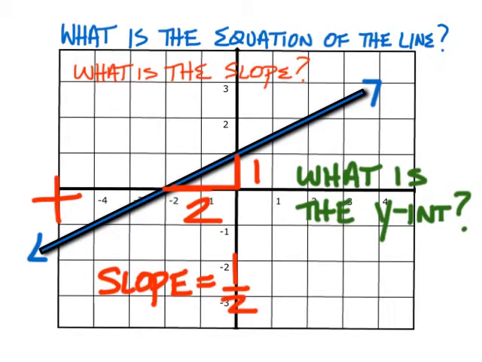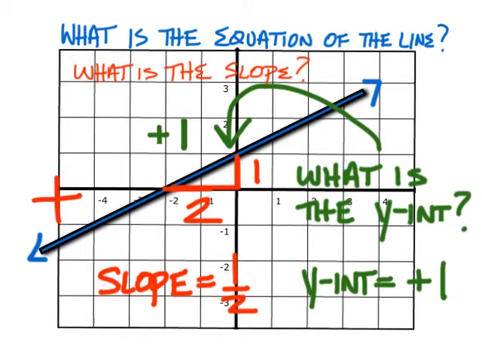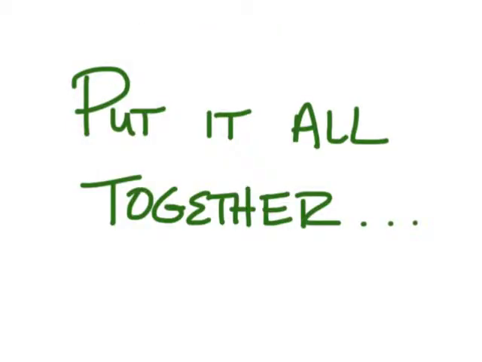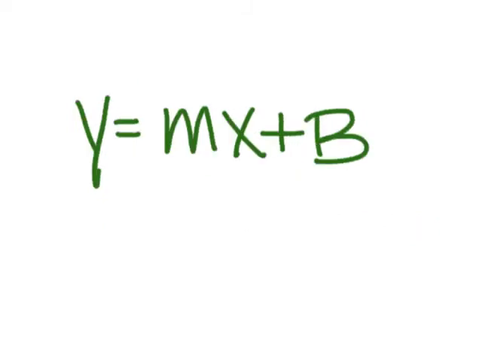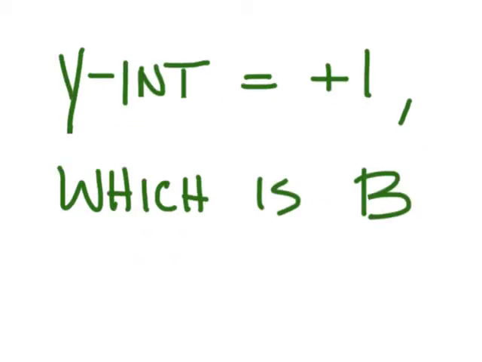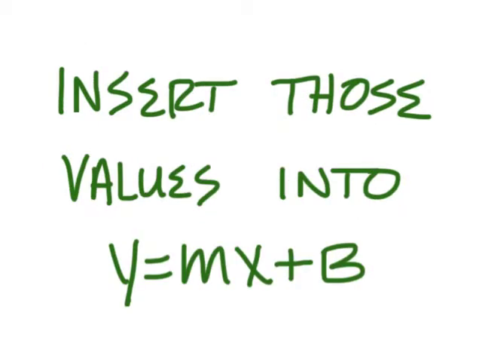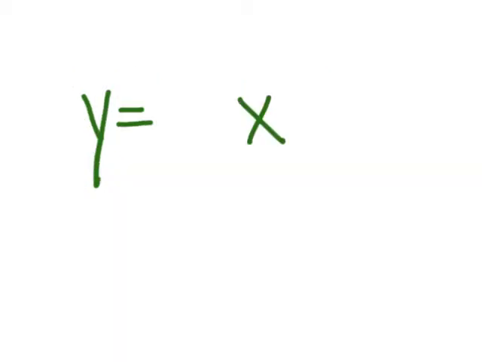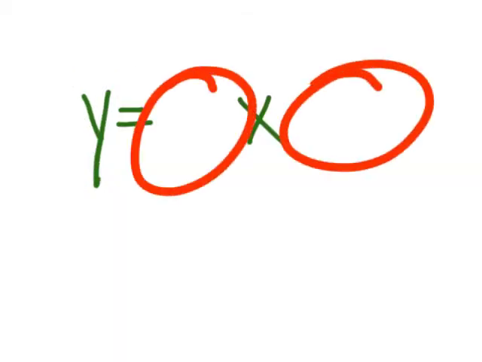Now walk by with what you think the y-intercept is. The y-intercept on this should be 1. It crosses at a positive 1 on the graph right here. So put it all together now. y equals mx plus b is the equation of a line, and slope is 1/2, which represents m. Y-intercept is 1, that represents b. So insert those values into y equals mx plus b.